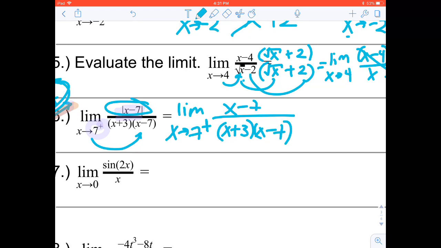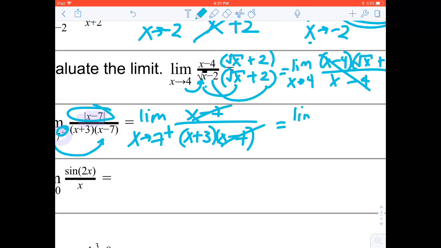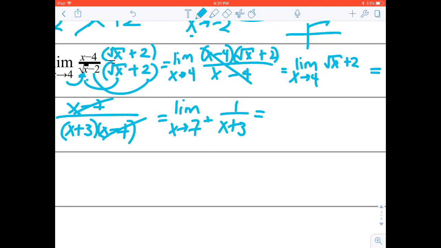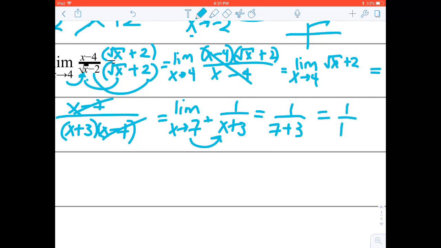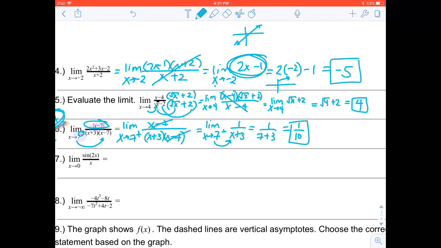Because that way the y value that I get from here is going to match up with what I'm looking for. And these are going to cancel, leaving me with the limit as x goes to 7 from the right of 1 over x plus 3. And I can just do direct substitution once those canceled, and that gives me 1 over 10. So that would be my solution there.